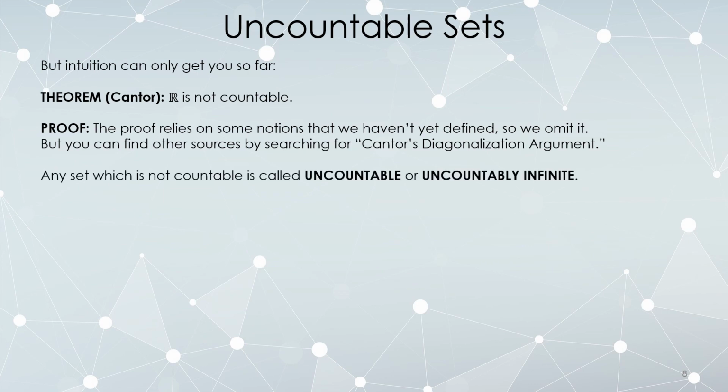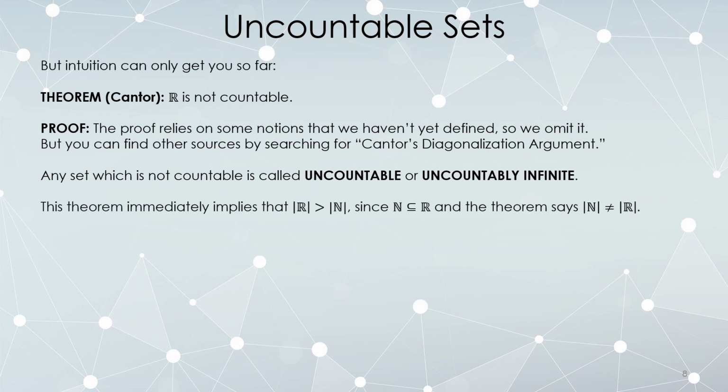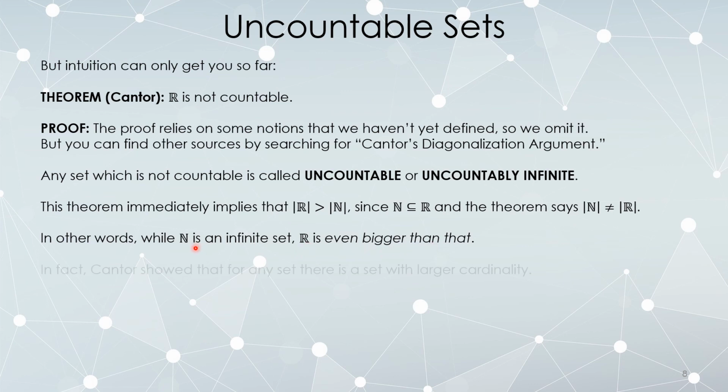But if a set is uncountable, it's not countable, we also call it uncountably infinite. Now this immediately implies that the cardinality of the real numbers is definitely bigger than that of the naturals. Because the naturals are a subset of the reals, then the cardinality of N is less than or equal to the cardinality of R, and this theorem says they're not equal. R is not the same cardinality as the naturals, so it must be actually bigger. In other words, the natural numbers are an infinite set and the real numbers are an infinite set, but in a very specific and concrete, showable way, the real numbers are an even bigger set than the naturals.